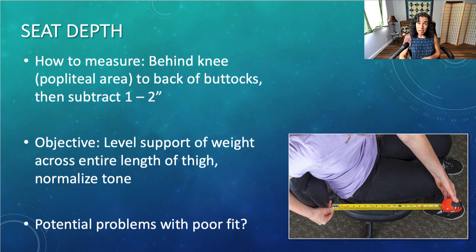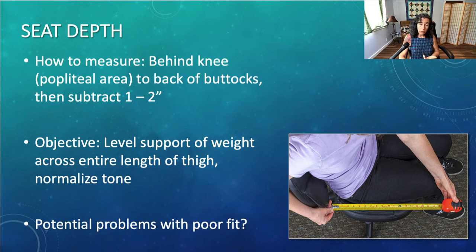The next measurement is seat depth. How to measure? We measure behind the knee, so the popliteal area, to the back of the buttocks, and then we subtract 1 to 2 inches. So with the width, we're adding 1 to 2 inches for a little bit of wiggle room. With the seat depth, we're subtracting 1 to 2 inches because we don't want that wheelchair seat hitting them in the back of the knee. We want to support the weight across the entire length of the thigh and to normalize tone.